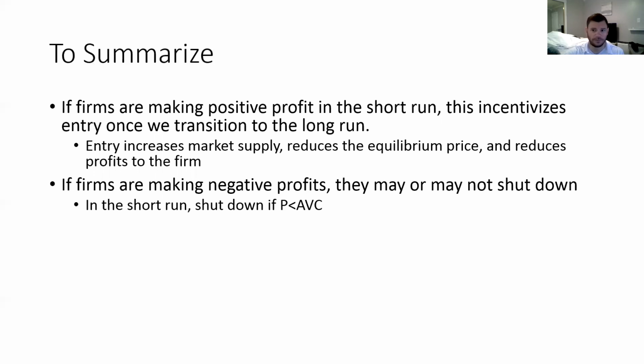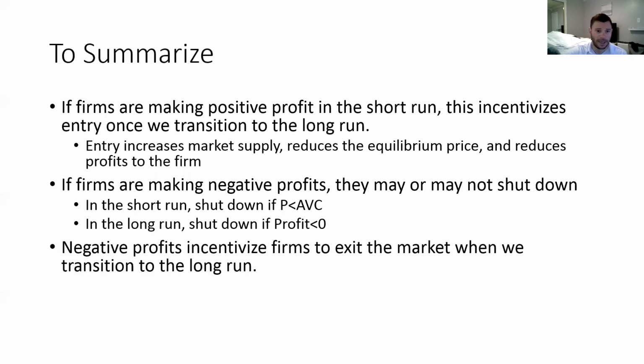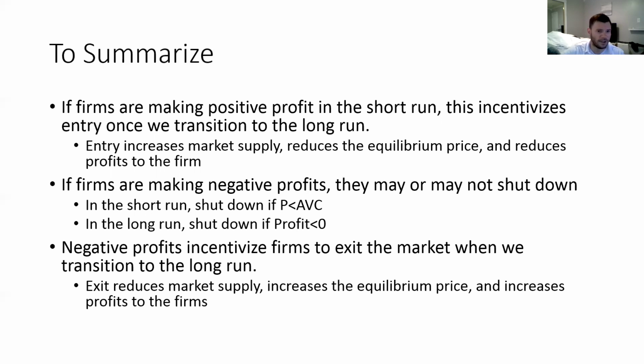In the short run, the firm only shuts down if it's not able to cover its average variable cost, the cost of the ingredients going into each unit. However, in the long run, the shutdown condition was a little bit different. We only shut down if profits were negative. Recall in the long run, all the costs are variable, all inputs are variable. And in the case where firms were making negative profit in the long run, this incentivized firms to exit, reducing market supply, increasing the equilibrium price, and putting upward pressure on firm profits.